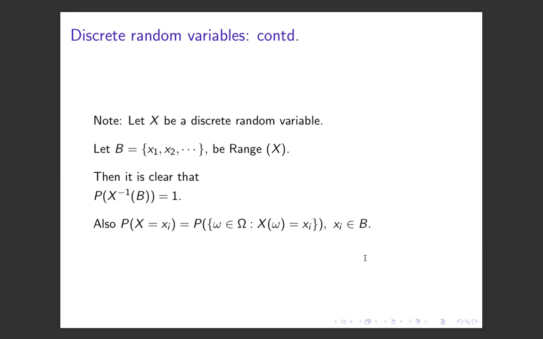So it's clear that since B is the range of X, the probability of X inverse of B is equal to 1. This set is an element in script A, and that is its probability. So also the probability of X equal to little xi, where xi is some point in B, is this object that we have this notation for. Okay, sorry.